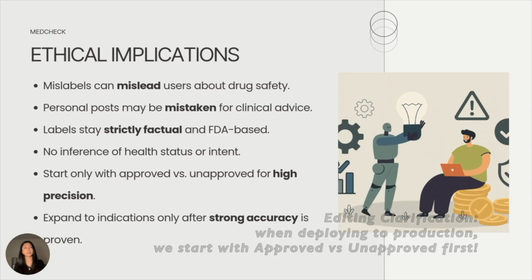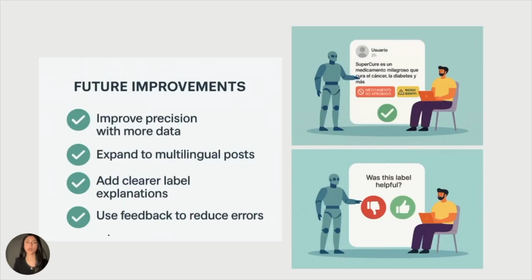So lastly, for future improvements, with more data and more testing, we can continuously improve our model's precision. We also want to be able to support multilingual posts since misinformation isn't just limited to English. Adding clear label explanations is also another important step, so users can understand why a label was applied in the first place. And finally, we plan to include feedback from users with simple prompts like, was this label helpful? This can help us catch mistakes, reduce errors, and overall make the system more transparent and useful over time.